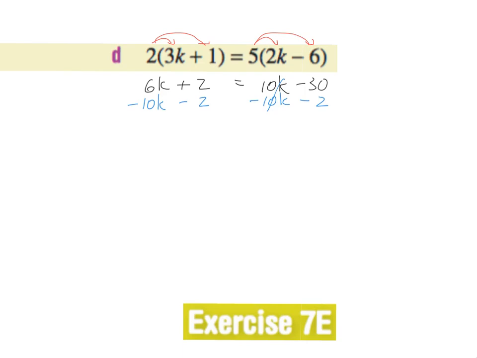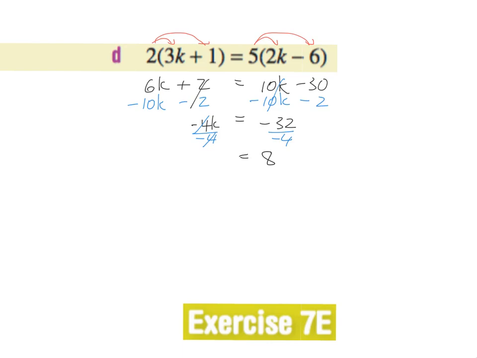That will give us 6k take away 10k is negative 4k, plus 2 minus 2 is nothing. We already said 10k take away 10k is nothing, and then negative 30 take away 2 is negative 32. I now want to get rid of k times negative 4, and we all know that we divide by negative 4, and we divide by negative 4. Negative 4 divided by negative 4 is 1, and negative divided by negative is positive. 32 divided by 4 is 8, and that's my answer.